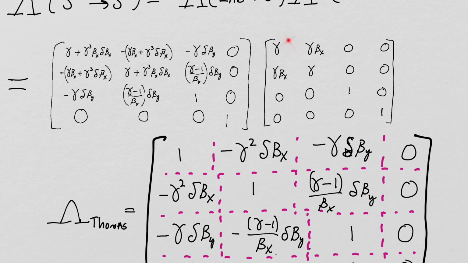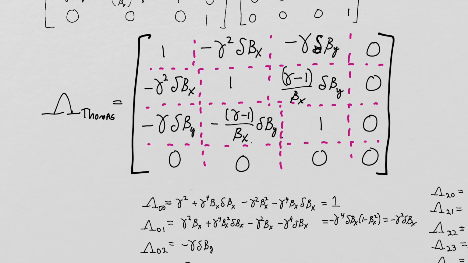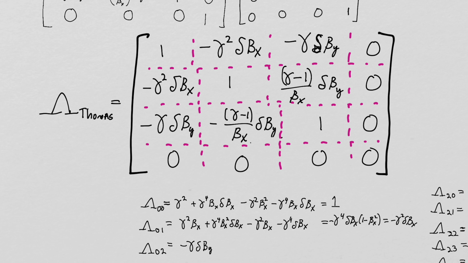And we can execute this matrix multiplication in the standard way. Multiply each element of a row on the one on the left by a column on the one on the right, add everything together. And when you do it, you end up with what we're going to call the Thomas matrix. I think Jackson calls it A_T. So we'll just call it lambda sub Thomas.